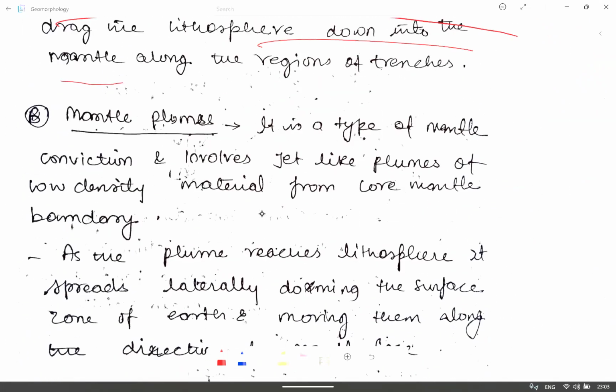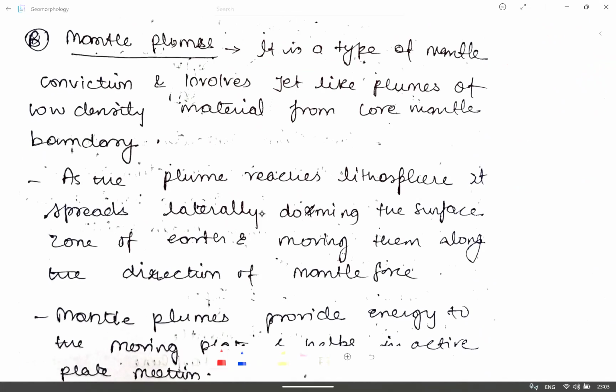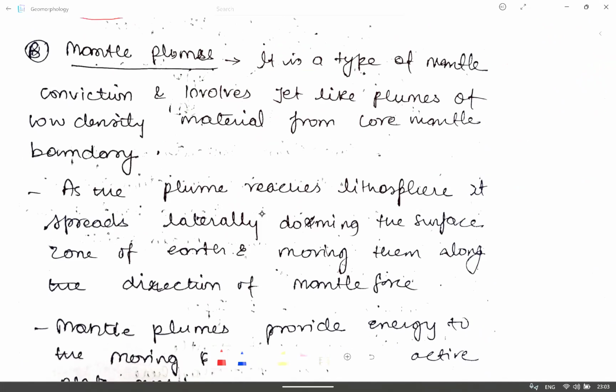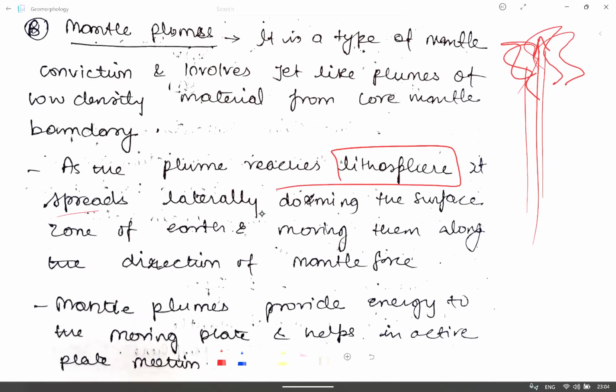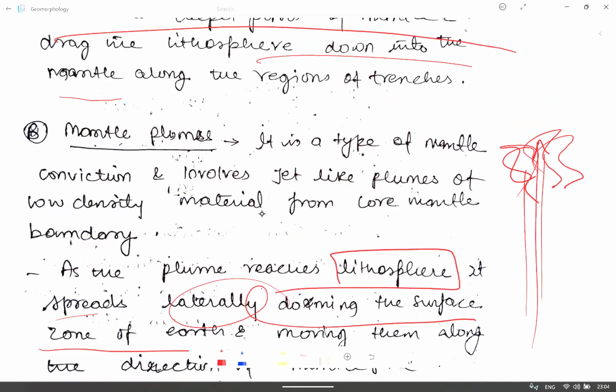Second reason of plate movements is mantle plumes. Mantle plumes क्या होता है? मैंटल प्लूम एक टाइप ऑफ मैंटल कन्वेक्शन है जो कि एक जेट लाइक प्लूम ऑफ लो डेंसिटी मटेरियल core mantle से फ्लो करता है. ये सीधा एकदम straight ऐसे फ्लो करता है, plumes नीचे से पूरा इधर आके, and this mantle will start to turn. As the plume reaches the lithosphere, it spreads laterally, doming the surface of the earth.